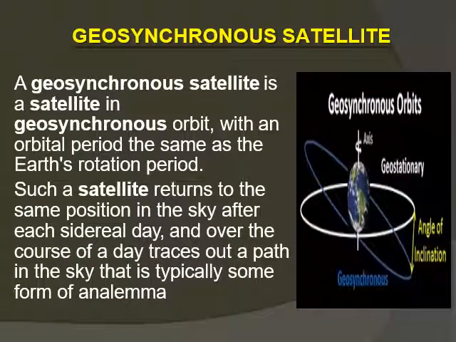Geosynchronous satellites. In these satellites, the geosynchronous orbit has an orbital period the same as the Earth's rotation period. Such a satellite returns to the same position in the sky after each sidereal day, and over the course of the day traces out a path in the sky that is typically some form of analemma.